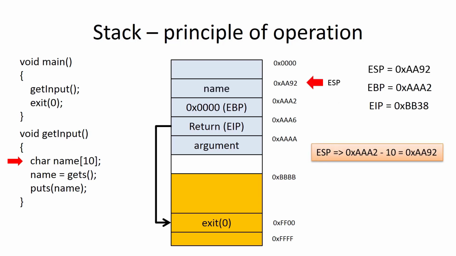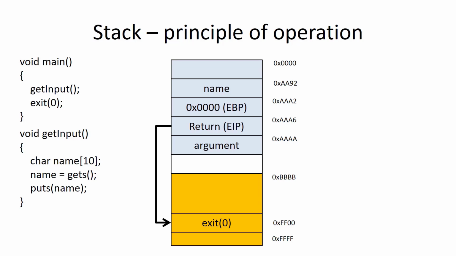Now we are inside getInput function. For the variable name, we need to allocate 10 bytes. That is why the value of ESP register is decremented by 10 bytes instead of 4. Okay, we just created a stack frame which contains return pointer, argument, and variable of getInput function. The next step we need to do is to initialize our argument and variable.